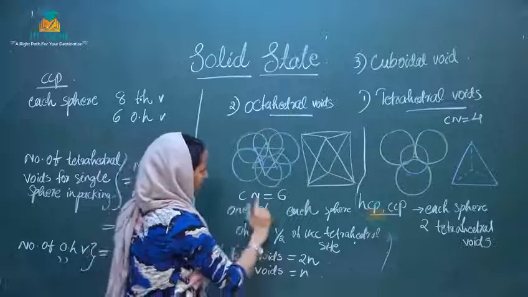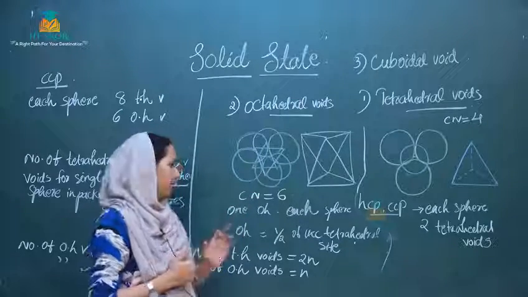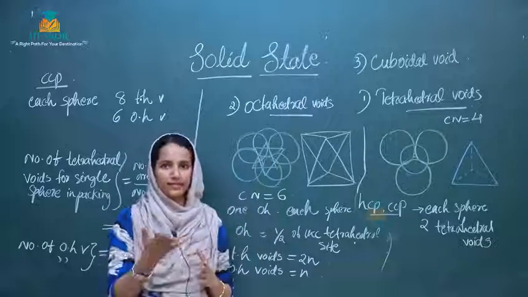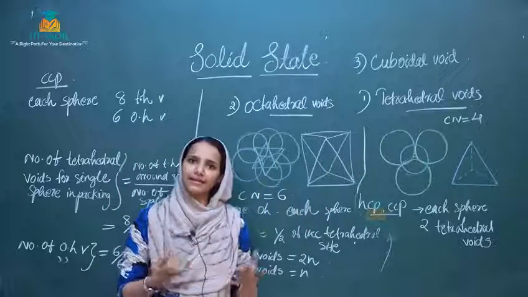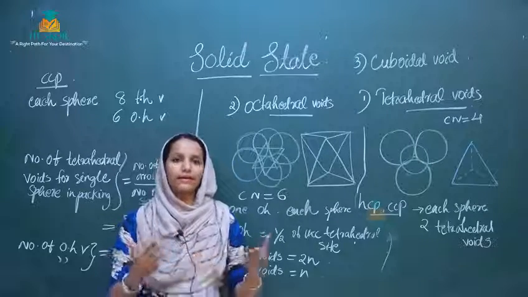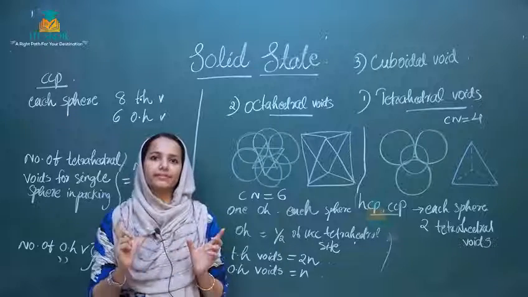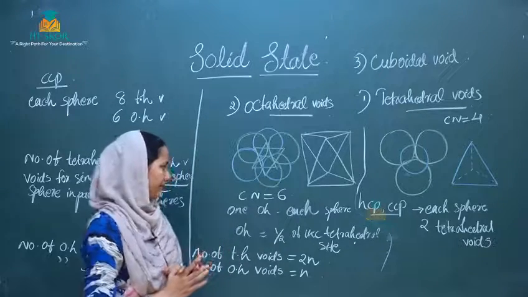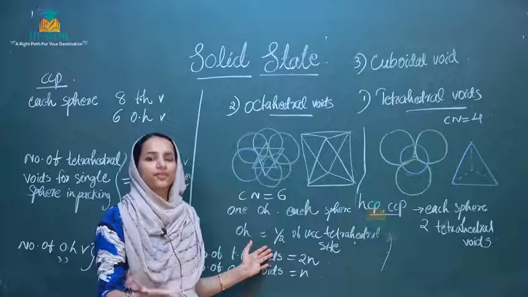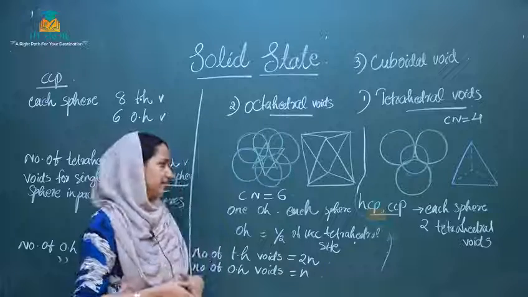As the name indicates, the coordination number is 6, and one octahedral void is present for each sphere. Earlier I told you that for each sphere we have 2 tetrahedral voids, but only one octahedral void is present for each sphere. So we can say that octahedral voids are present only half as many as tetrahedral sites.